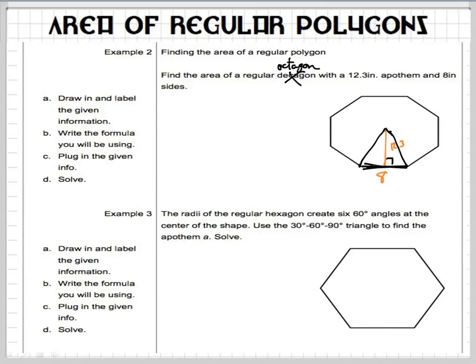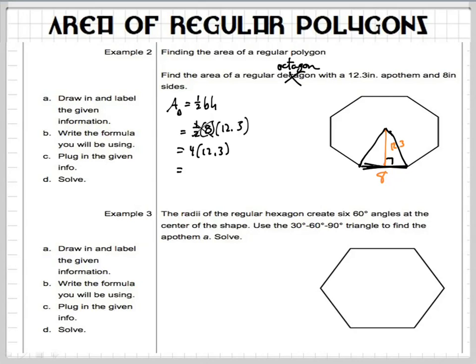By the perimeter? Oh, you want to find the perimeter? Yeah, you can go that way. I just want to find the area of that apothem triangle. So to find the area of that apothem triangle, the area of a triangle is 1/2 base times height. Our base is going to be 8, and our height is going to be our apothem, which is 12.3 inches. Half of 8 is going to be 4, and I multiply it times 12.3.